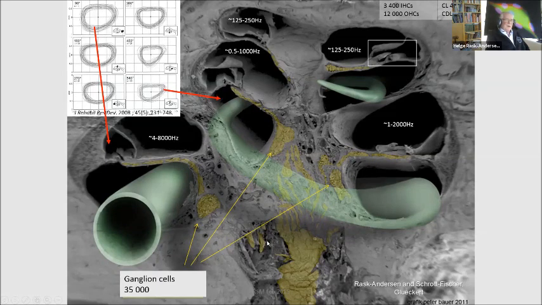And we see the nerve structure sitting in the modiolus, the yellow structure here, with the 35,000 ganglion cells located here, which maybe we are stimulating by electricity, or maybe we can even stimulate more peripherally the dendrites that we see out here.